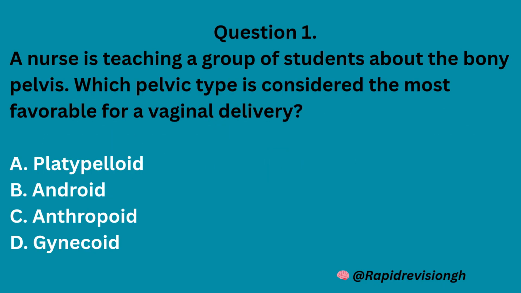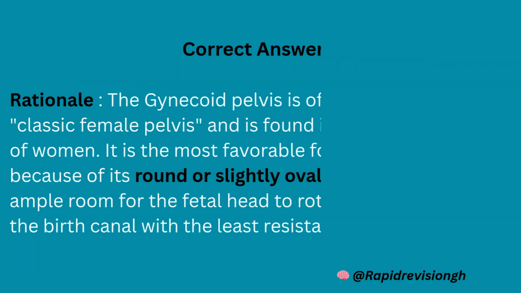Question 1. A nurse is teaching a group of students about the bony pelvis. Which pelvic type is considered the most favorable for a vaginal delivery? A. Platypeloid, B. Android, C. Anthropoid, D. Gynecoid. Correct answer.